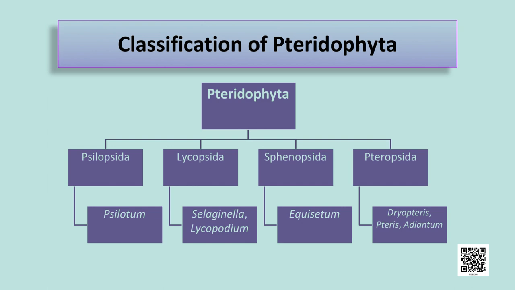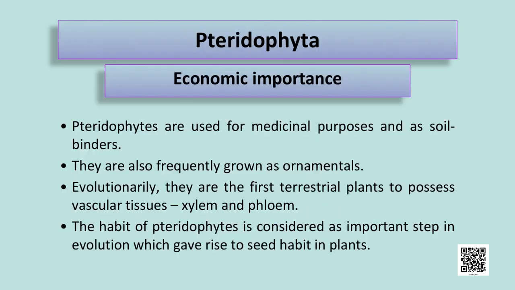An example is Equisetum. And the fourth class is Pteropsida. They are the most common plants and are commonly known as ferns. Examples are Dryopteris, Pteris and Adiantum. Pteridophytes are economically important group of plants. Pteridophytes are used for medicinal purposes. They also act as soil binders. They are frequently grown as ornamentals.